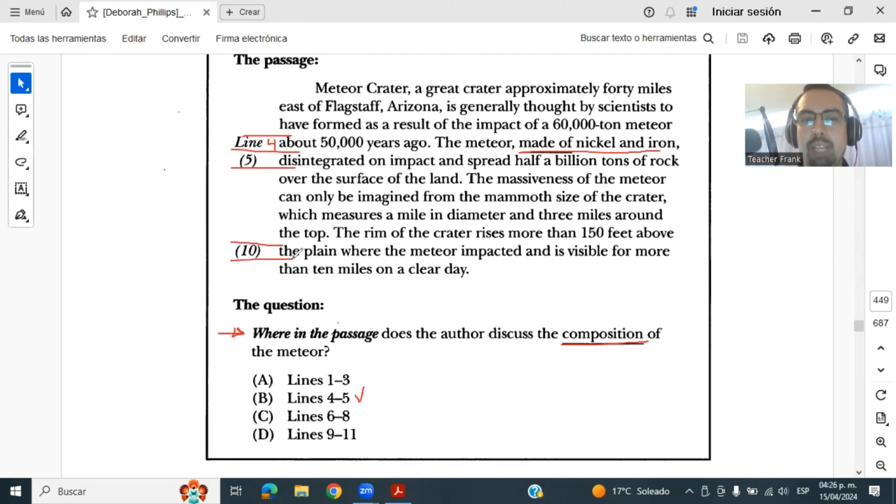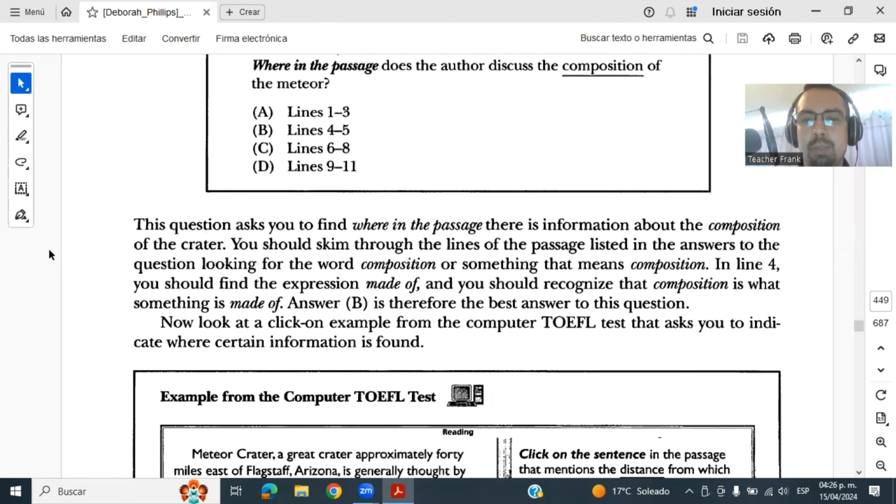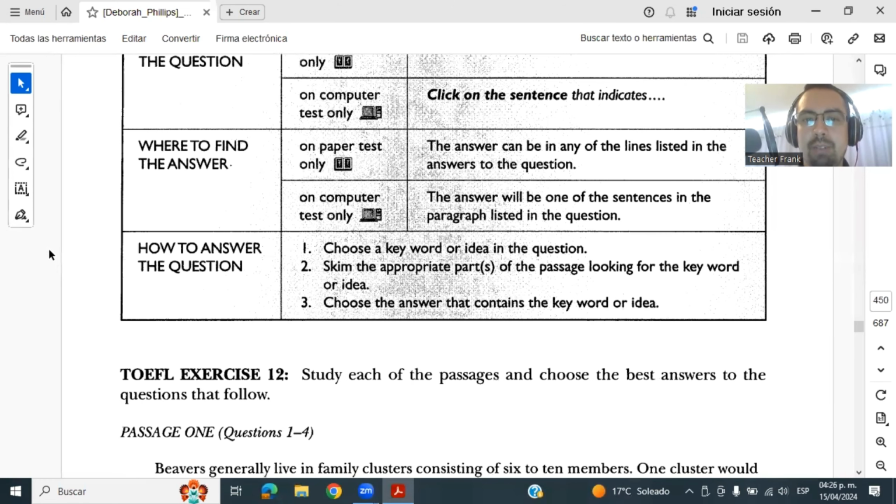So they usually give you the lines like this, and you have to figure out where the information is. So you have to go back and then count the lines, check the lines. Okay, and that's pretty much how this skill works. There we have the answer is B, lines 4 to 5.